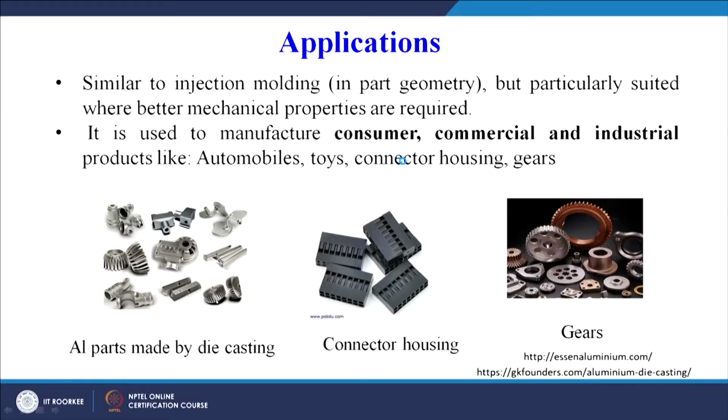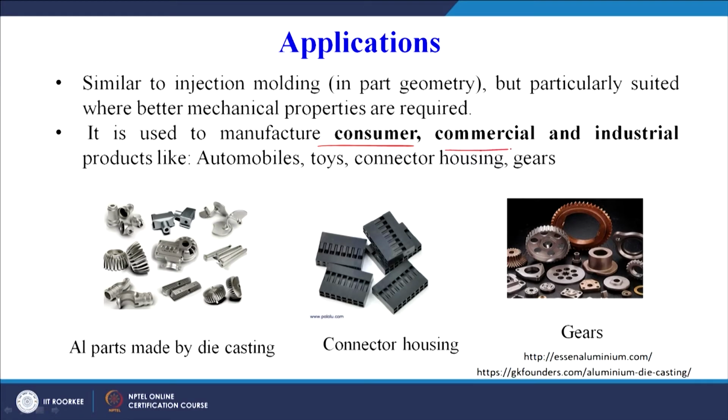So, we can see that within casting also we have two different processes. Let us take some examples. Similar to injection molding, die casting is particularly suited where better mechanical properties are required. In die casting we will get better mechanical properties as compared to the sand casting process. What kind of products can be made? We can make consumer, commercial and industrial products like automobiles, toys, connectors. In automobiles we can make different smaller parts or components which are used in the automobile industry.